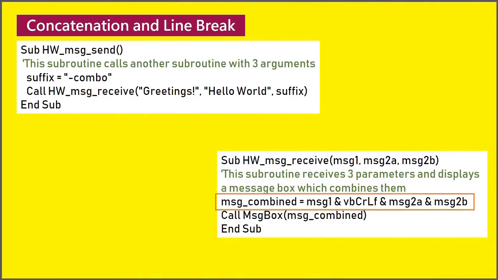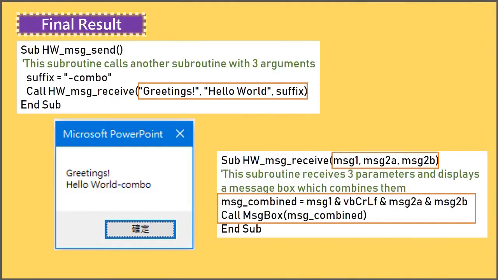Concatenation and line breaks are also used here. In the HWMSGReceive subroutine, message1, message2a, and message2b are concatenated using the AND operator. A line break between message1 and message2a is inserted using the VBCRLF constant. When you run the HWMSGSend subroutine, it calls the HWMSGReceive subroutine with the arguments greetings, hello world, and combo. The HWMSGReceive subroutine then combines these messages, inserting a line break between greetings and hello world combo, and displays the combined message in a message box.